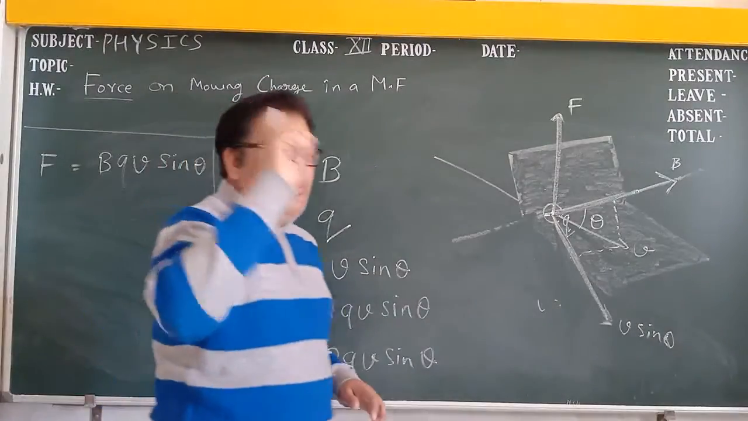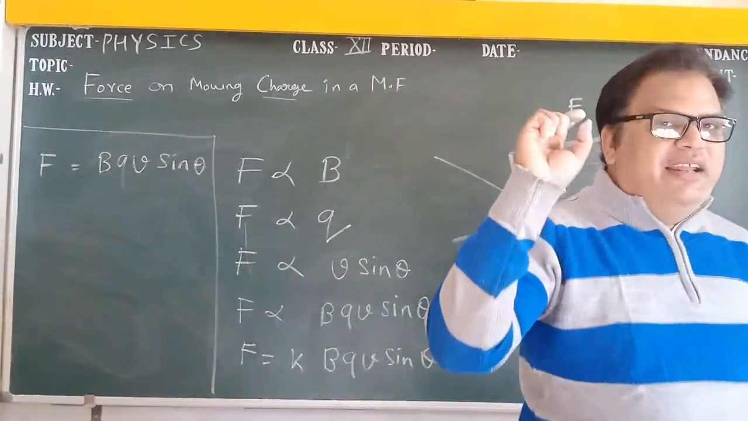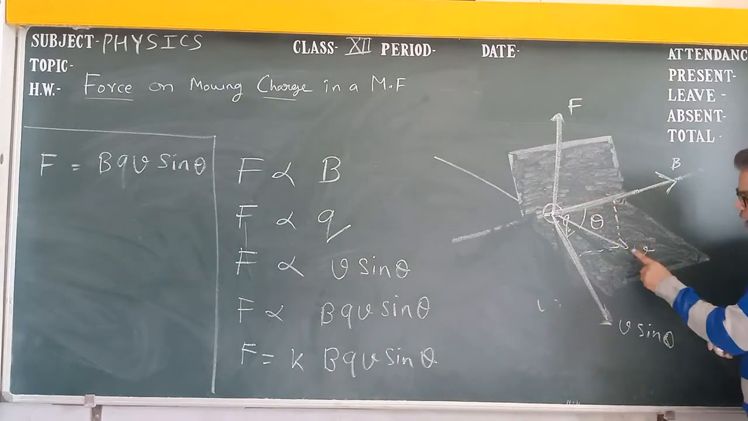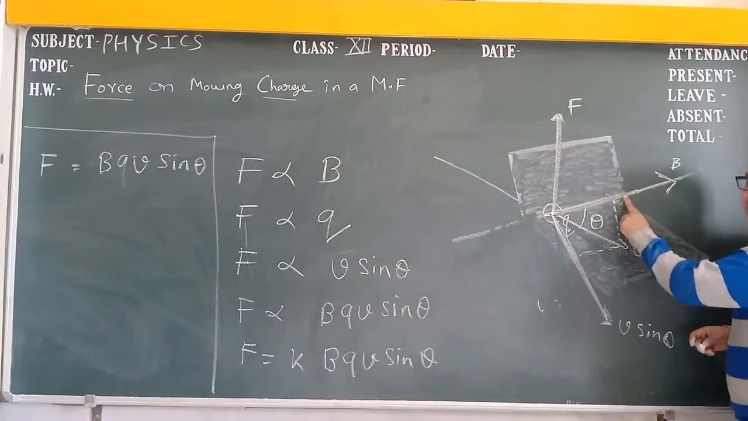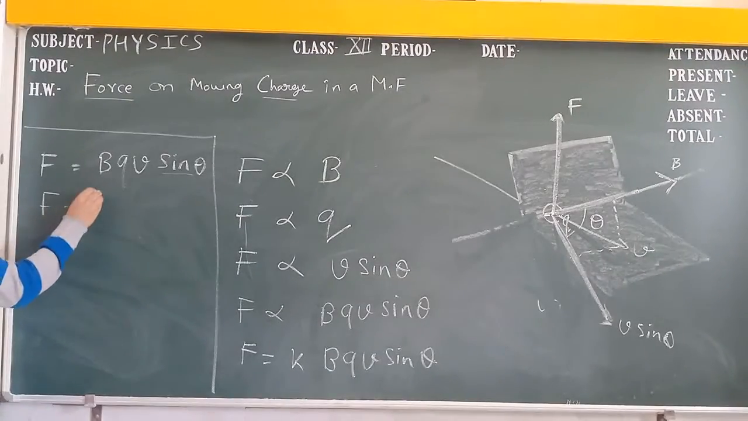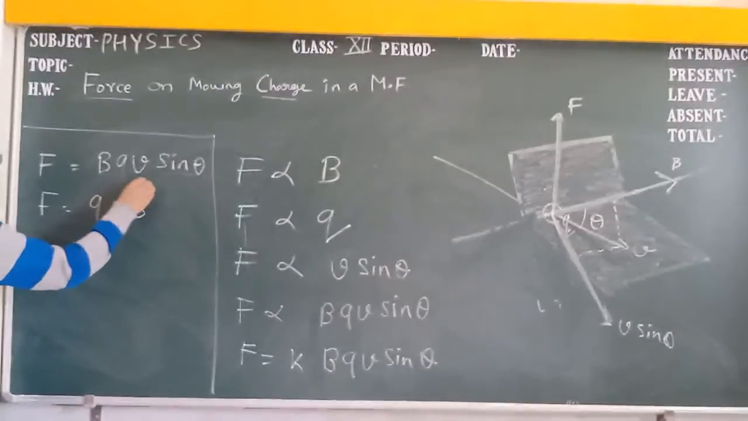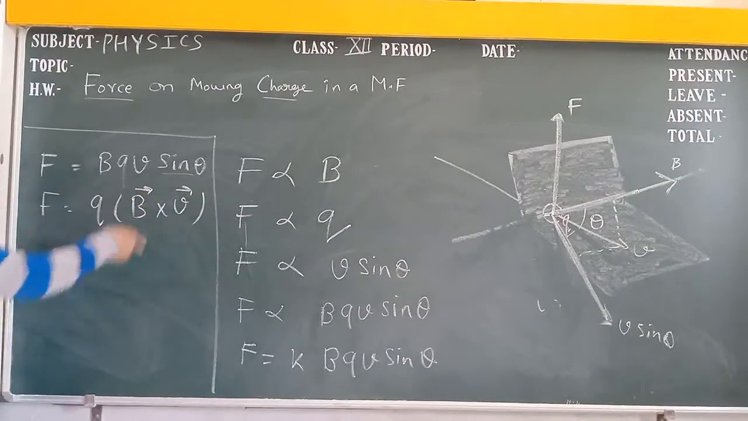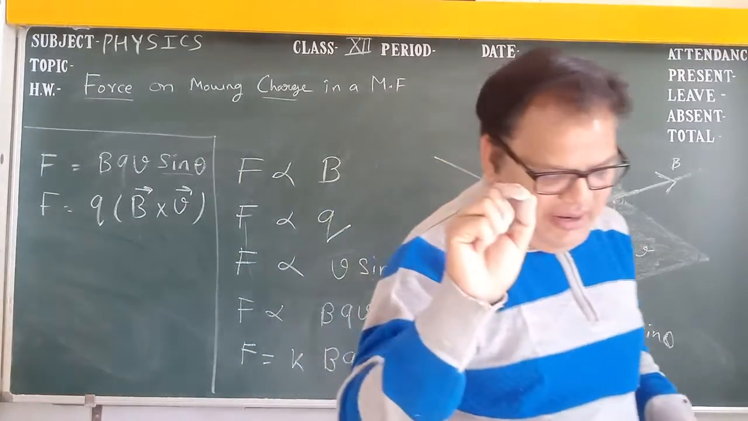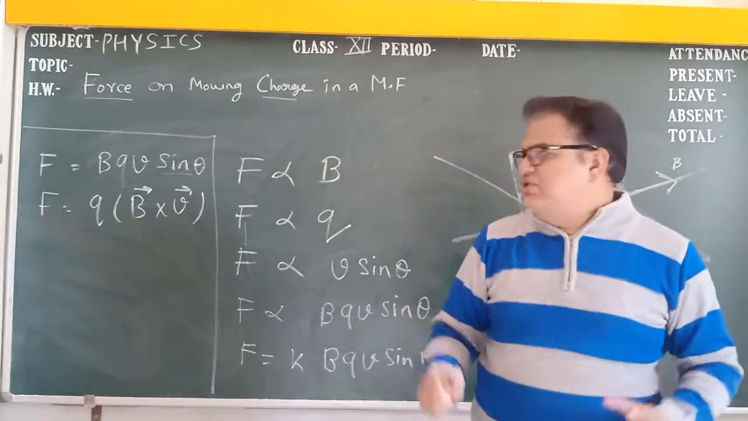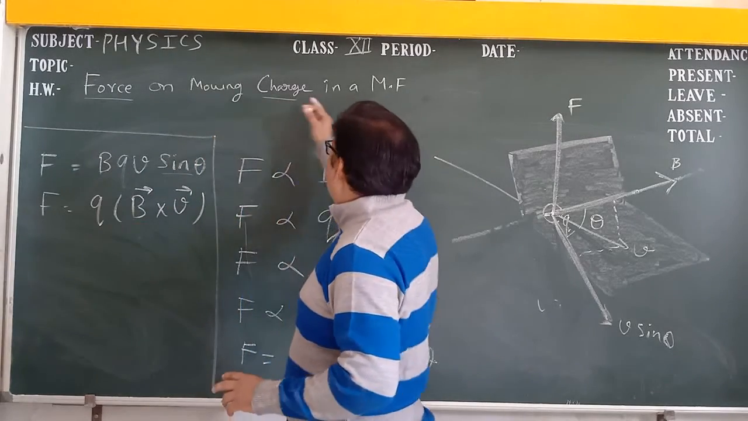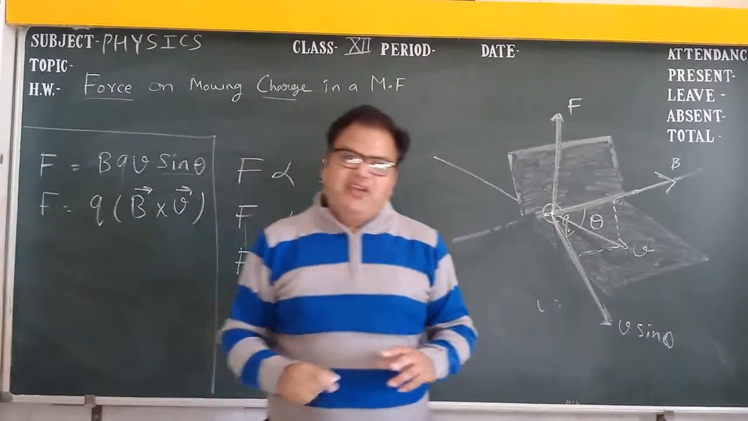Here is sin theta, and you must know that theta is the angle between B and V, which gives the sine component. Then F equal to Q times V cross B, a cross product, because of the sin theta between B and V. Just consider that this is our force on a moving charged particle in the magnetic field.